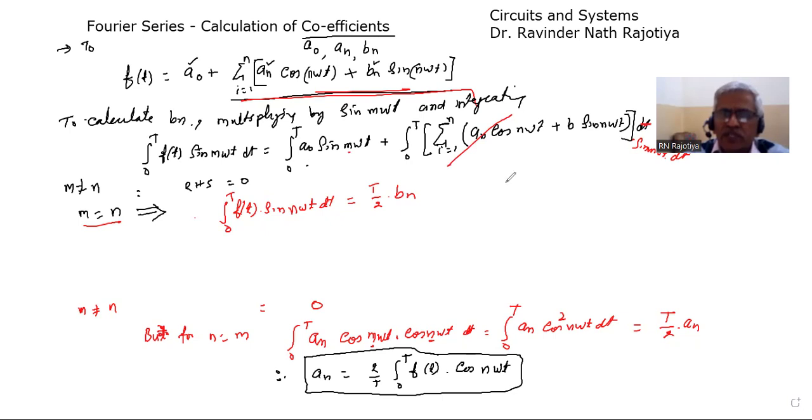This term will get cancelled and you'll get sine square. So you'll get b_n into sine square of n omega t, and you know the integration of sine square will be equal to T by 2, and b_n is a constant or the coefficient. Therefore you can find out b_n is equal to, taking it to the other side, 2 by T integral from 0 to T of f of t into sine of n omega t dt. Fine, you now have the three formulas available to you.